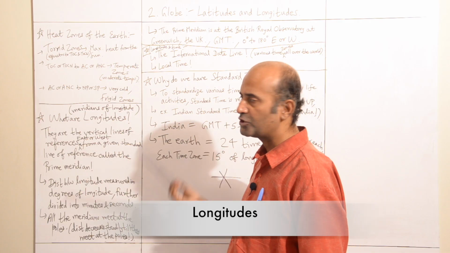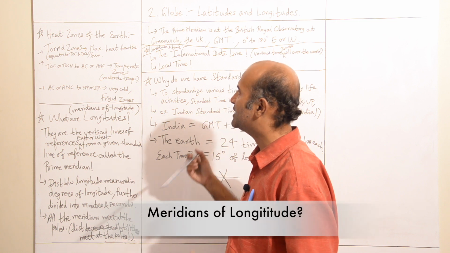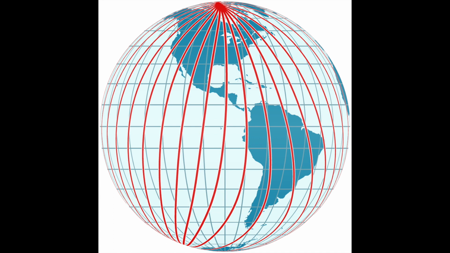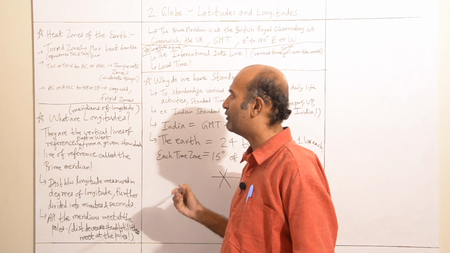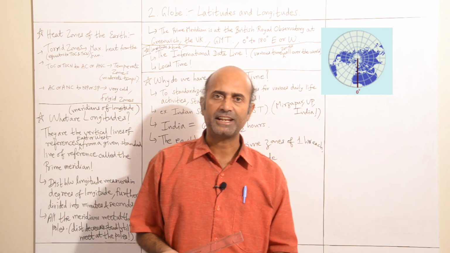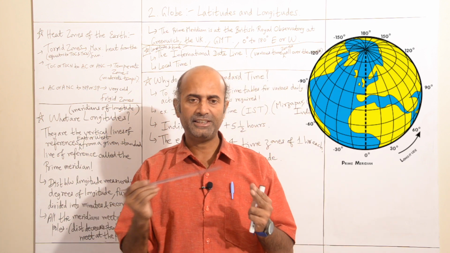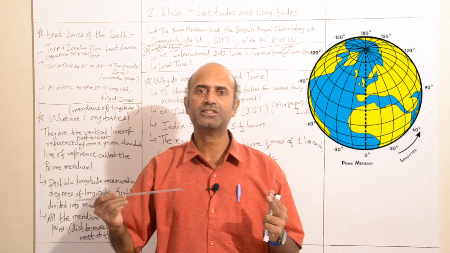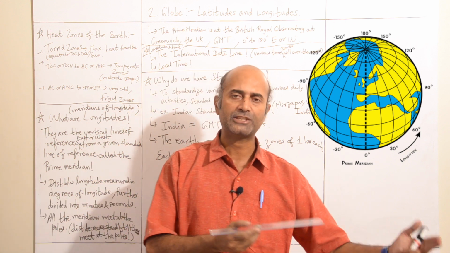What are longitudes or meridians of longitude? They are the vertical lines of reference from a given standard line of reference called the prime meridian. Like a standard line is taken, and these lines give you the reference how far an object is either east of it or towards west of it.